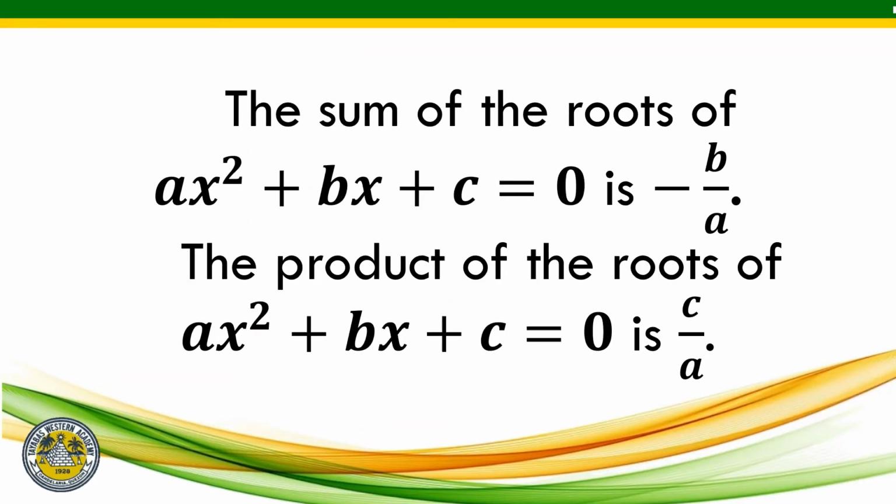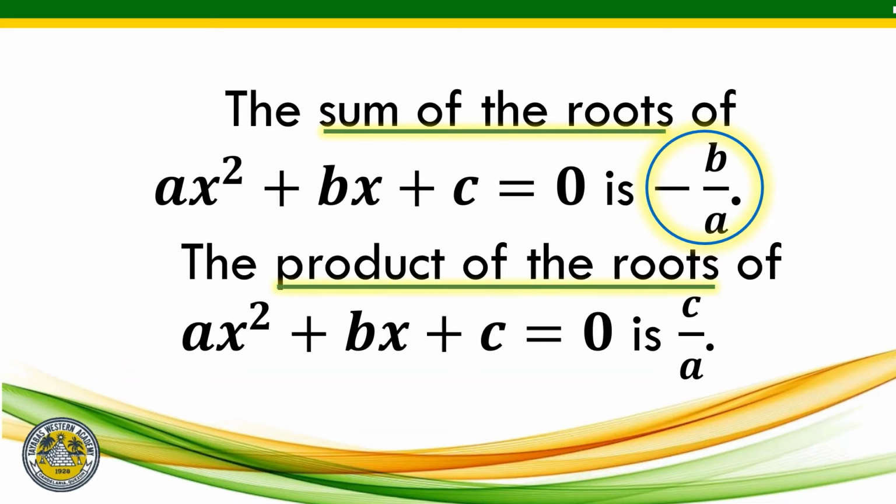Here are the formulas in determining the sum and product of the roots of a quadratic equation. The sum of the roots of ax squared plus bx plus c equals 0 is negative b over a, while the product of the roots of ax squared plus bx plus c equals 0 is c over a.